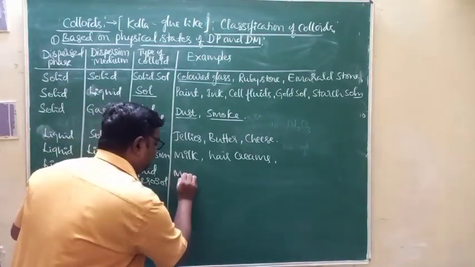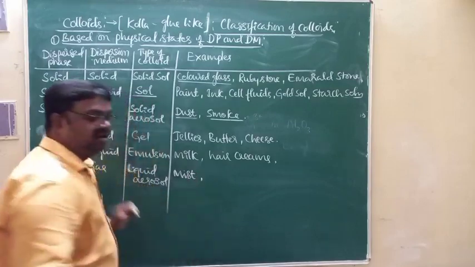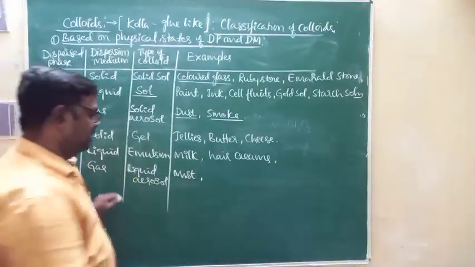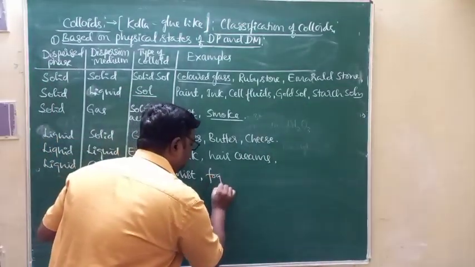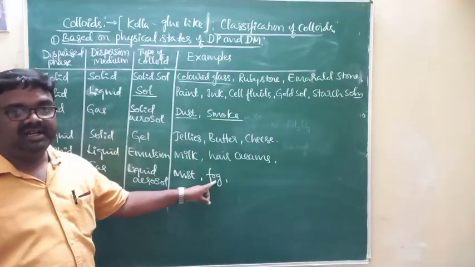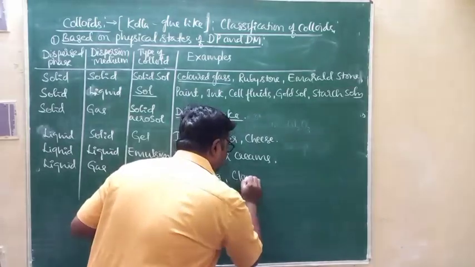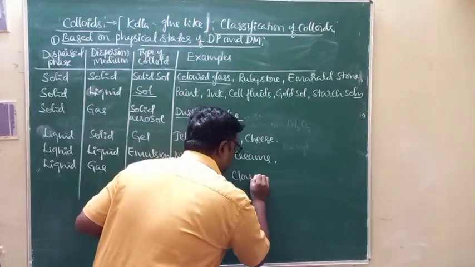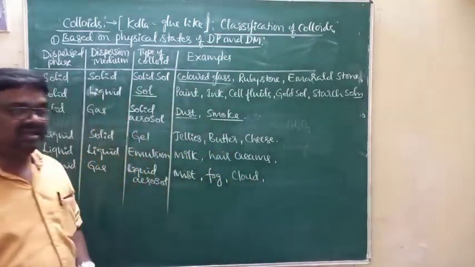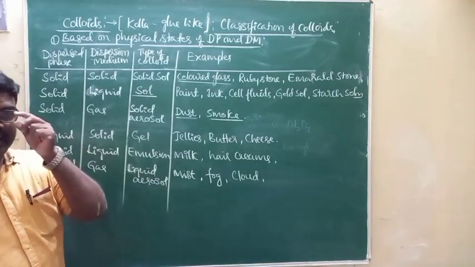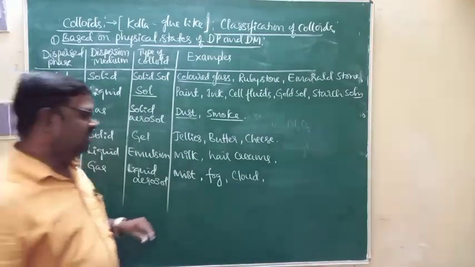Examples for that will be mist, where water particles are dispersed in air, or you can say fog. Certain liquid molecules will be dispersed in air, or you can say cloud. Cloud is an example of a liquid aerosol, where condensed water molecules are dispersed in air.